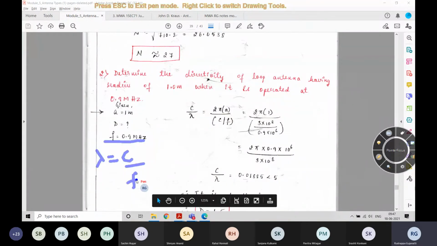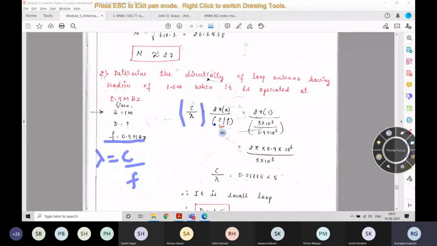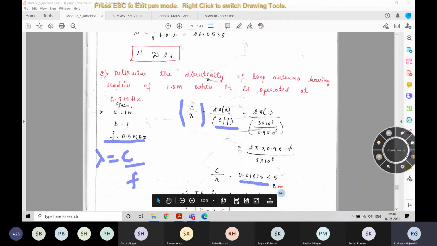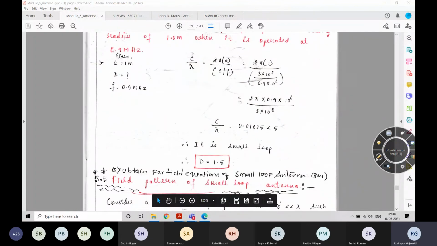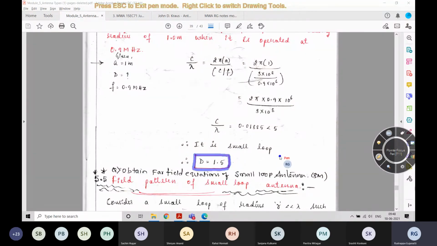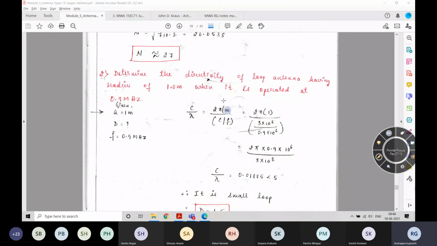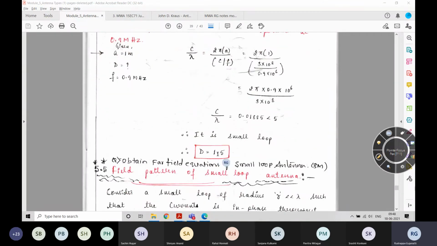Lambda is given by c divided by f, where c is the speed of light in vacuum. When we obtain C by lambda using this equation, we get 0.01885, which is very much lesser than 5. So what does this specify? It specifies that it is a small loop. And for a small loop, we had identified that the directivity is a constant, which is 1.5.